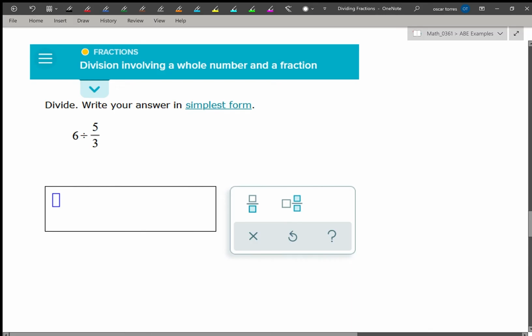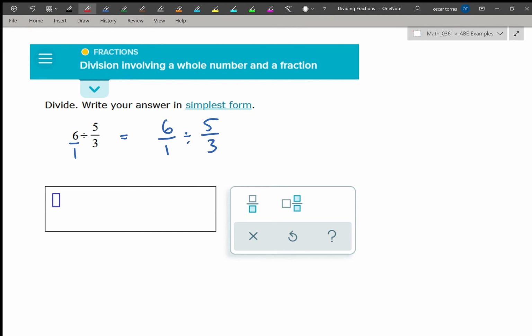This problem is similar to the last. The only difference is that my whole number comes first. So again, before I start flipping anything around, first I'm going to turn everything into a fraction. So I'm going to turn the 6 into a 6 over 1. If I simply rewrite this to look a little better, we have 6 over 1 divided by 5 over 3. Now I can start manipulating the expression.